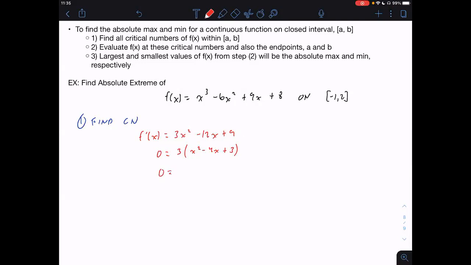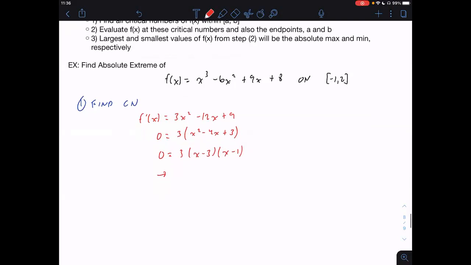Now let's factor this quadratic. x squared minus 4x plus 3 factors into x minus 3 times x minus 1. Now set every factor that involves x equal to 0 and solve for x. I'm going to be skipping some steps here since we've done plenty of these examples earlier in this chapter. Set x minus 3 to 0 and x minus 1 equal to 0, and solve for x to give us our critical numbers of 1 and 3.